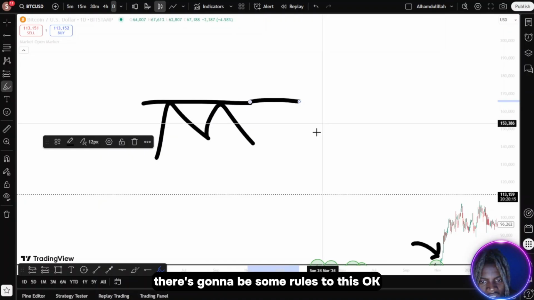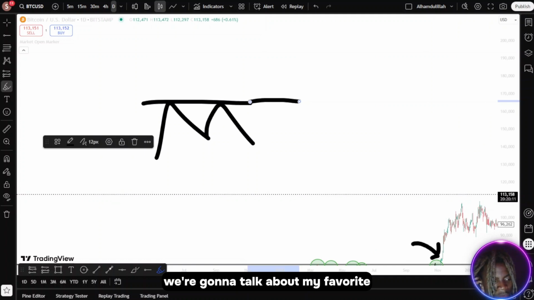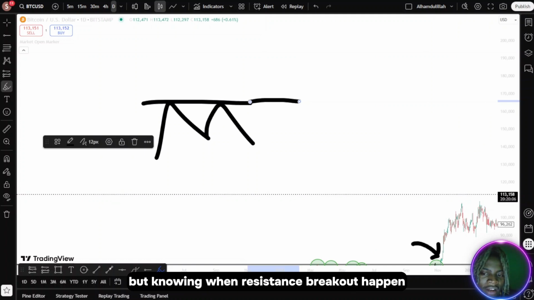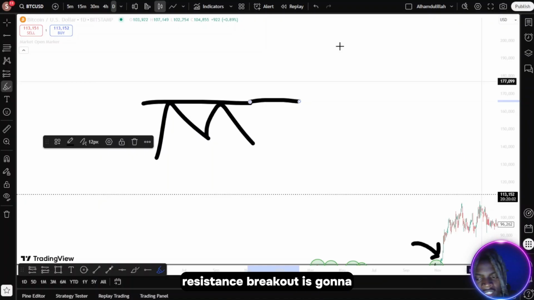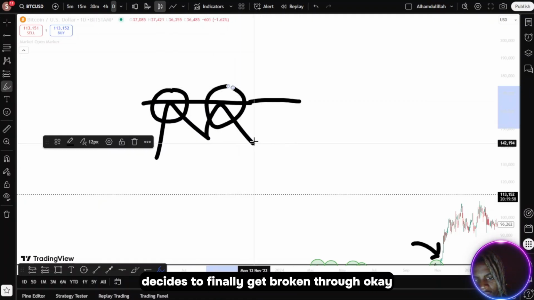There's going to be some rules to this. Okay. Just so you guys don't lose. Okay. It's not my favorite setup. We're going to talk about my favorite setup here in a second. But knowing when resistance breakout happen is going to be able to give you a lot of key information. Okay. So resistance breakout is going to be when an area of resistance decides to finally get broken through.